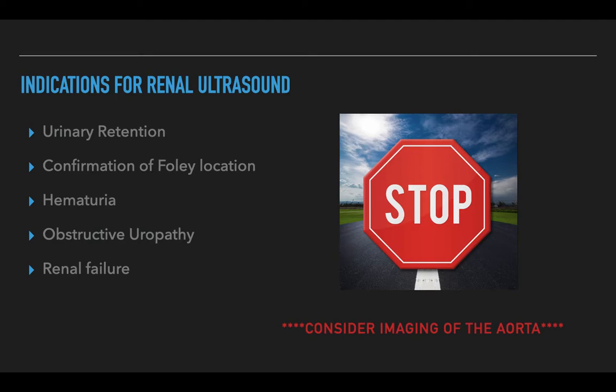If they do have a Foley catheter, is it in the correct location? Maybe your patient is one where the Foley catheter stopped functioning and you're trying to figure out, is it in the bladder or is it not? Ultrasound is a quick and easy way to take a look at that. Your patients that come in with hematuria, do they have a bladder mass? Or maybe your patient has potential for obstructive uropathy. Renal ultrasound is great for that. Or maybe your patient simply is in renal failure and you just don't know why.